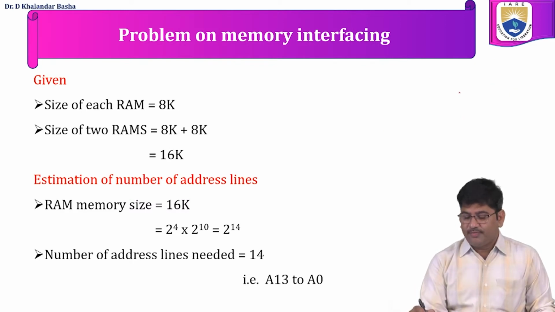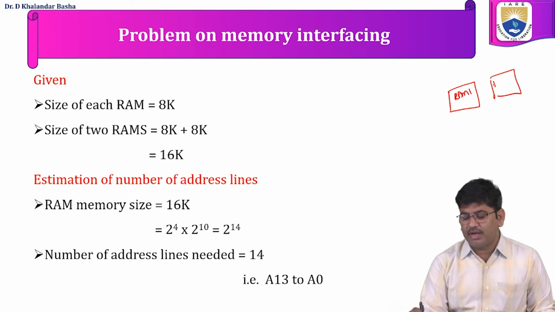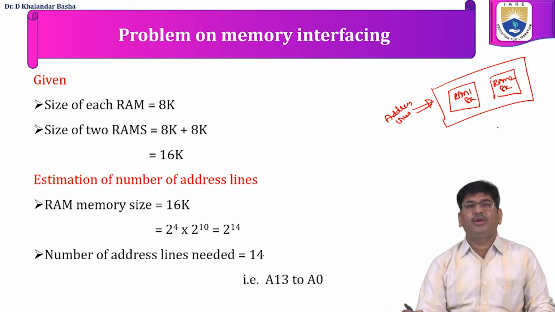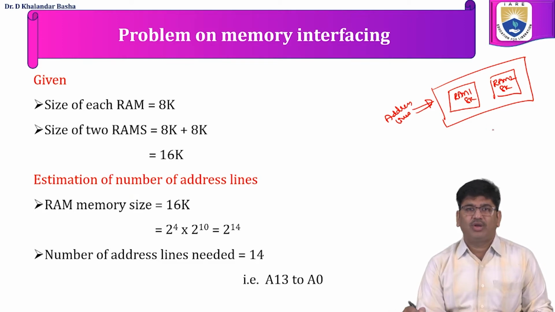Coming to RAMs, in the problem they are given 2 RAM chips, RAM 1 and RAM 2. Each RAM size is 8K. Our objective is to find how many address lines are required for accessing any memory location of the 2 RAM blocks. Each of the RAMs contains 8K locations, so the size of each RAM is 8K, given with 2 RAMs. So the total size of 2 RAMs is 8K plus 8K, which is equivalent to 16K.